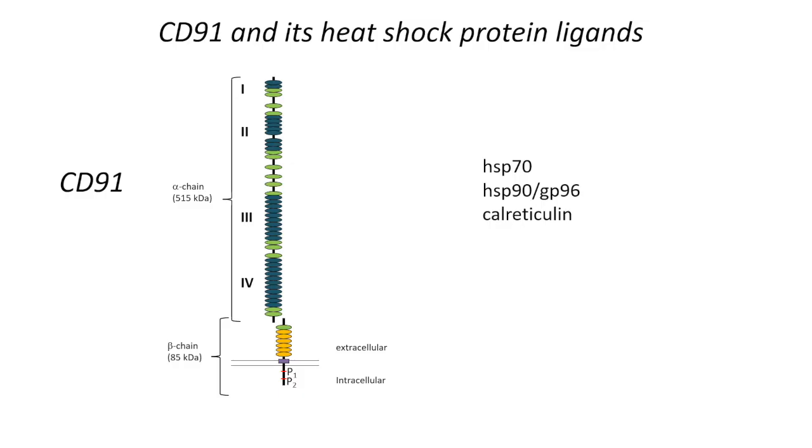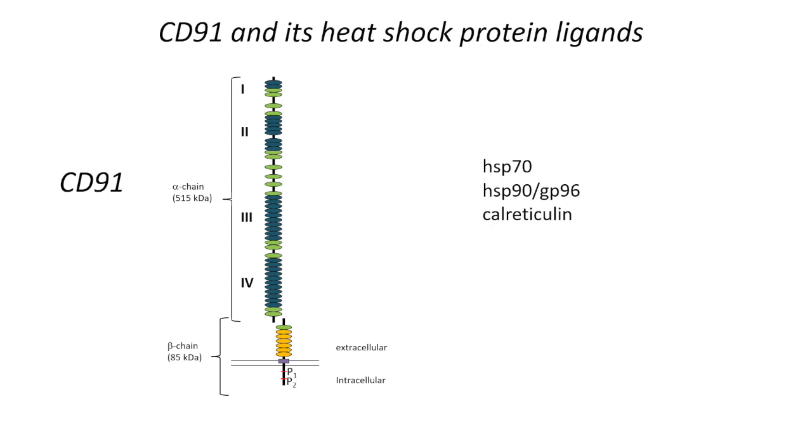The left side of the cartoon depicts a schematic of CD91, a large scavenger receptor expressed by antigen-presenting cells, including macrophages and dendritic cells. It is comprised of a 515 kilodalton extracellular alpha chain, which is non-covalently bound to an 85 kilodalton beta chain with a transmembrane domain and intracellular tyrosines that can be phosphorylated for signal transduction.